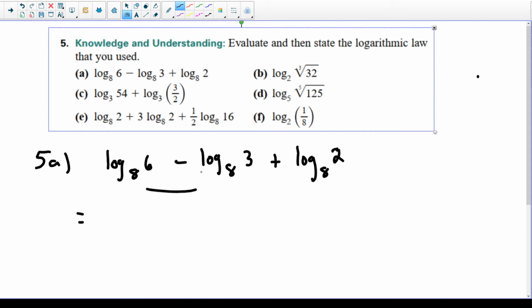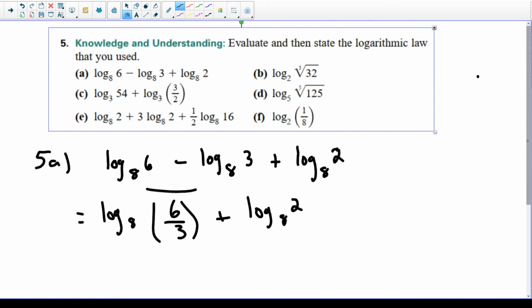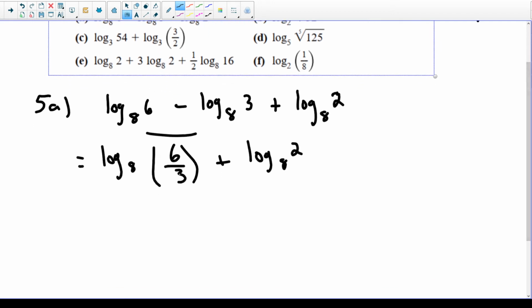You can do it all in one step, but I'm going to do it a step at a time. What is the law when we're subtracting? So somebody throw in chat. What do we do with the 6 and the 3 when there's a subtraction between the two logarithms? That is correct. So we're going to divide 6 divided by 3. So the whole point here is to try to get everything under one logarithm. Okay? Now I know you know that 6 divided by 3 is 2, okay?